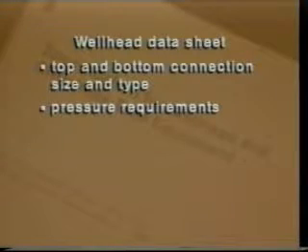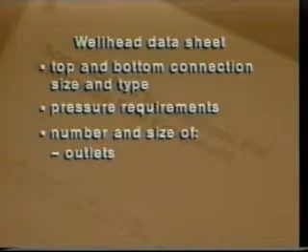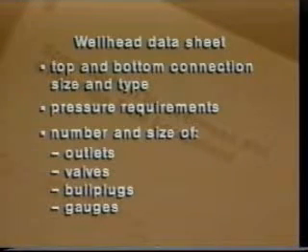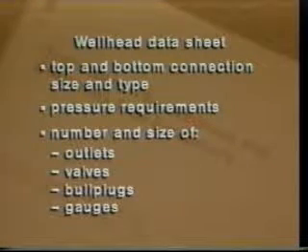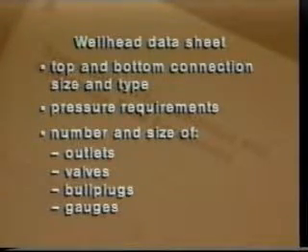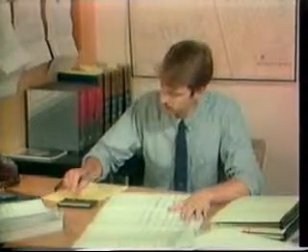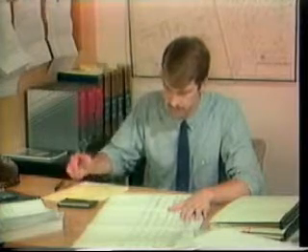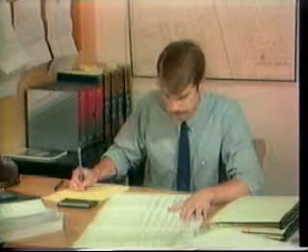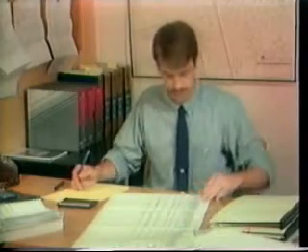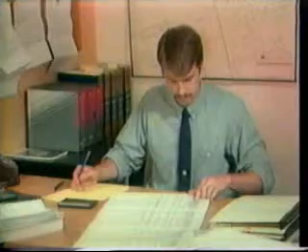These wellhead equipment data sheets should specify top and bottom connection size, type, and pressure requirements. The number and size of outlets and the specification of valves, bull plugs, gauges, and so forth should also be included. This data can, and in most cases should, be estimated before drilling operations start. We strongly encourage you to become familiar with API Specification 6A, 15th edition, as a basis for wellhead design. The publication also illustrates the various components, designs, materials, tests, and inspection procedures for wellhead and flow control equipment.